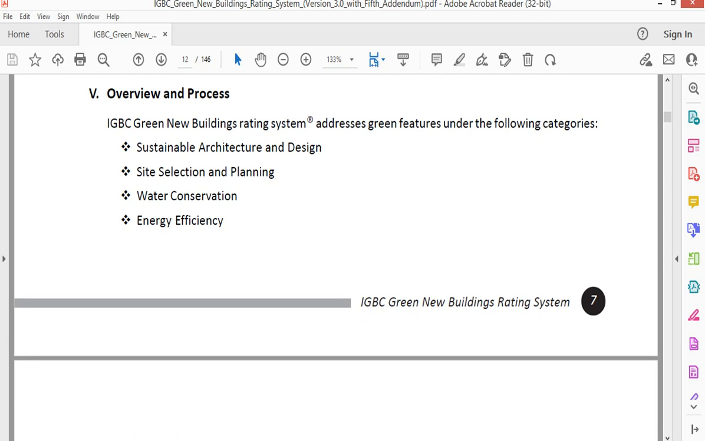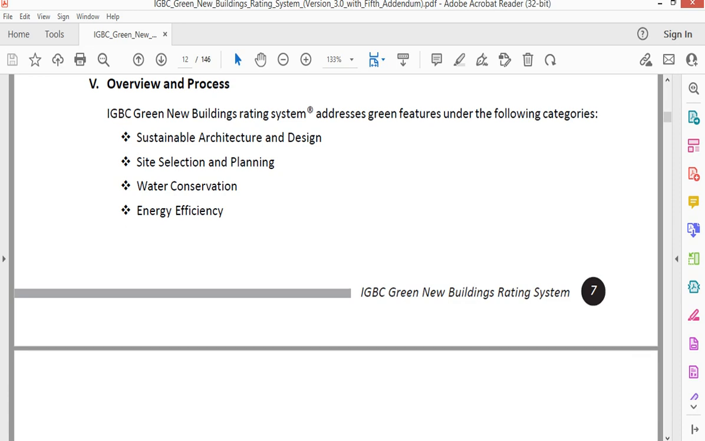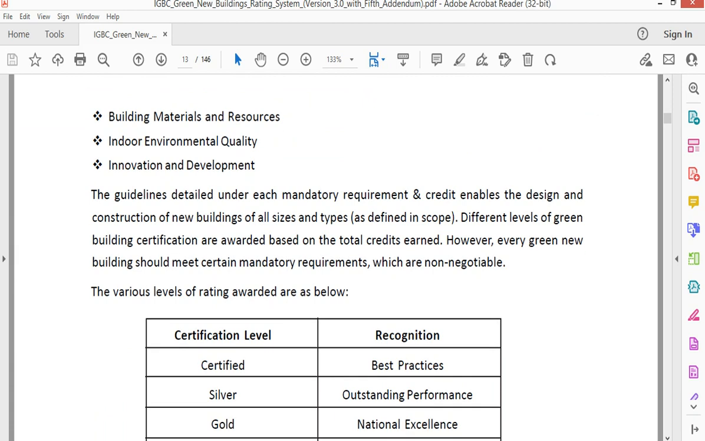So before starting this topic, I would like to tell you all that questions from this particular section would be asked in the third section of the IGBC exam, that is the IGBC processes, and there are 15 questions in this particular section. So the IGBC rating system addresses the green features in 7 categories, which are sustainable architecture and design, site selection and planning, water conservation, energy efficiency, building materials and resources, indoor environmental quality, and lastly innovation and development.